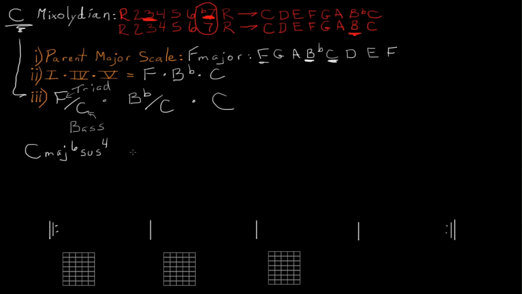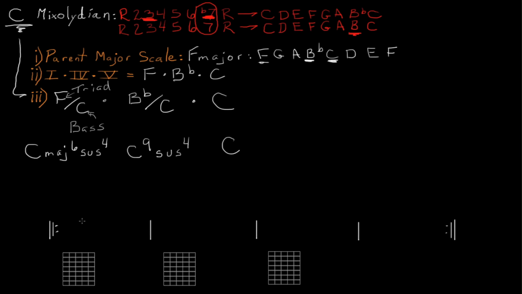The next chord, B flat over C, would give us C dominant 9 sus4, and then we would just have good old C for the last one. So pretty straight up there. So let's talk about our chord progression. Let's get an arrangement for this one.